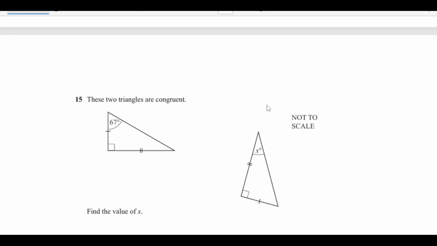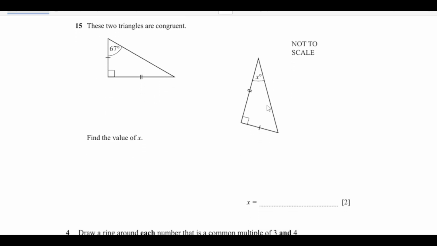Now you should not miss out these kind of simple questions and simple marks. So these two triangles are congruent. Now what is congruent? Congruent are the shapes having same shape and same size.